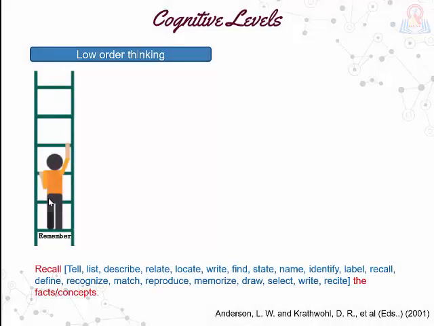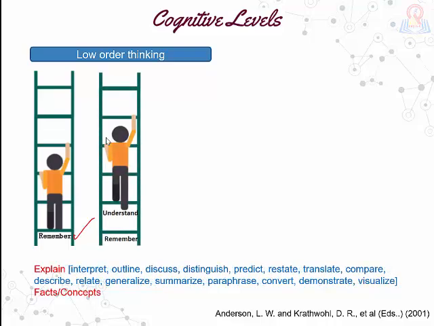In order to understand these 6 levels, actually we have 6 levels which was published by Anderson in 2001. The first level, we have to take the learners to remember. This is the first stage of a learner, remember. So in order to remember, the student has to recall or tell or describe the concepts or facts learned. This is the first level of the cognitive domain. The second level is understand.